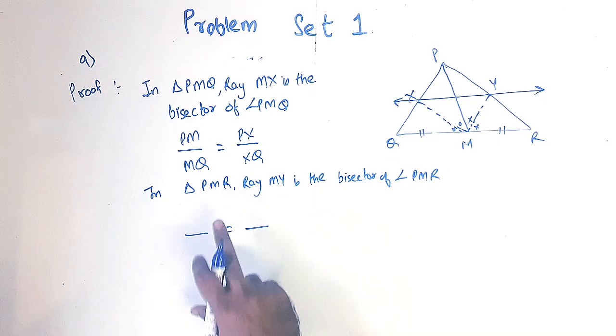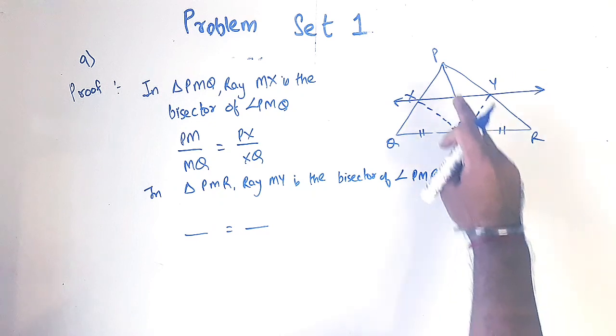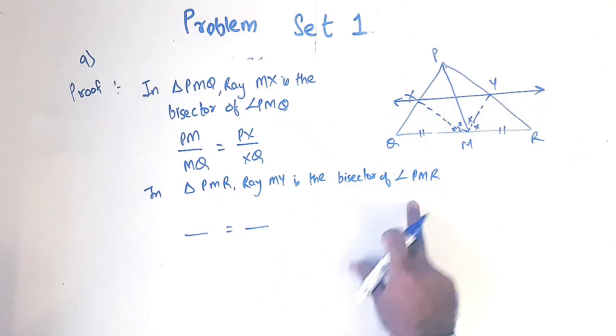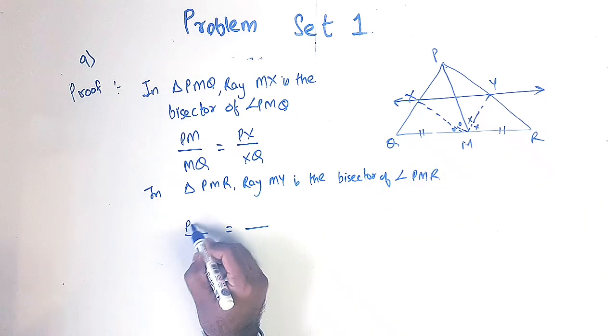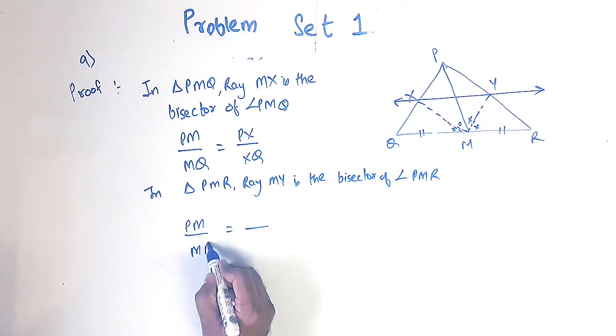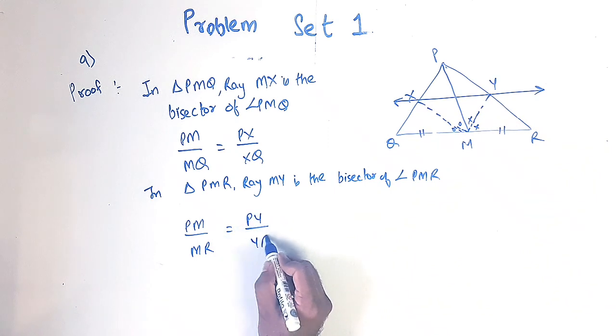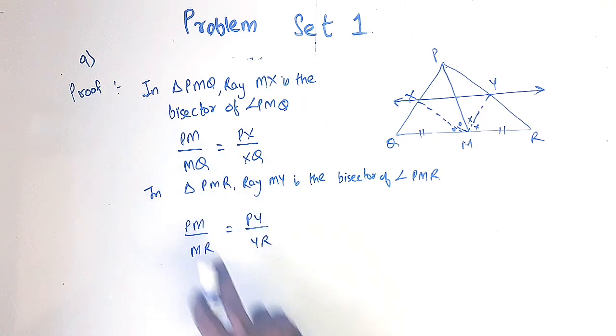And here in triangle PMR, MY is the bisector, so again I can write PM upon MR equals PY upon YR. Rest of the proof is given. So I'm just writing what you have to write in the fill in the blanks column. So we'll move on to the 10th one now.